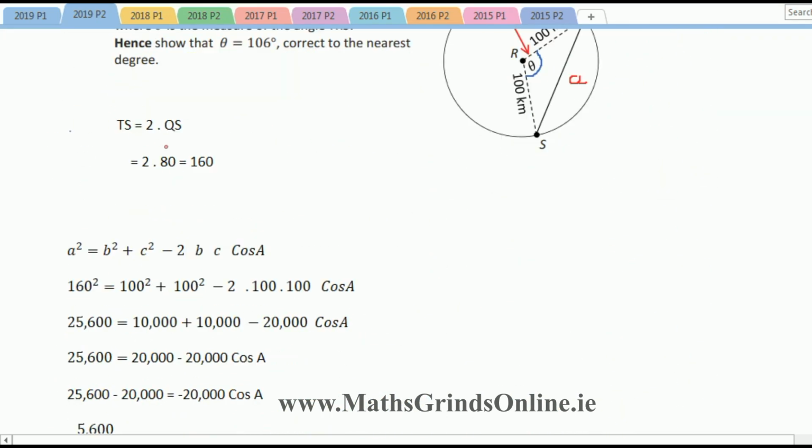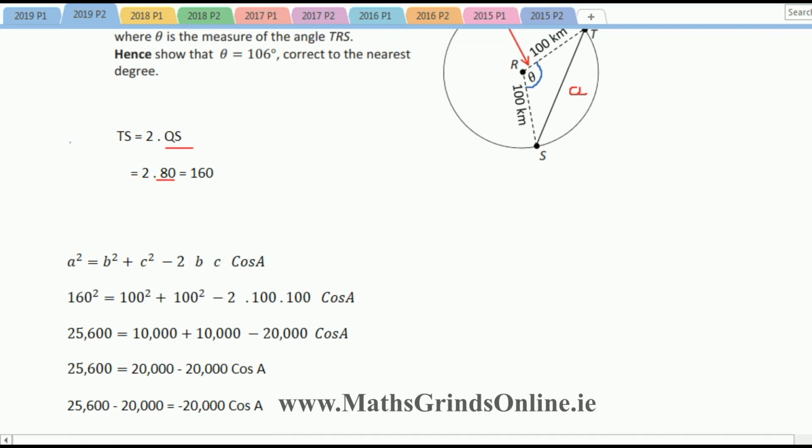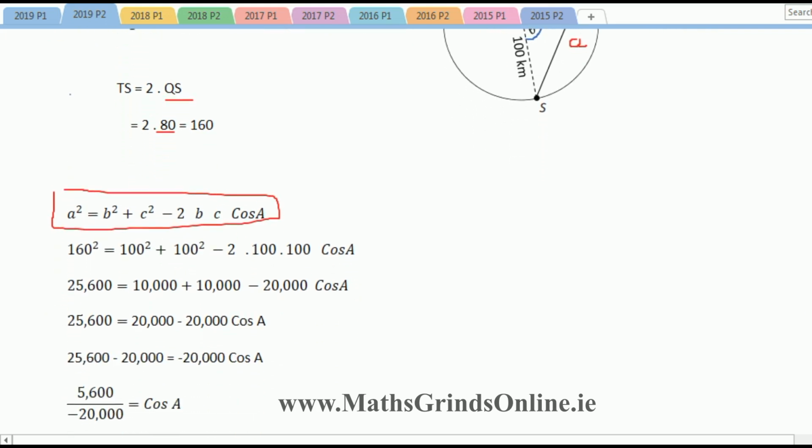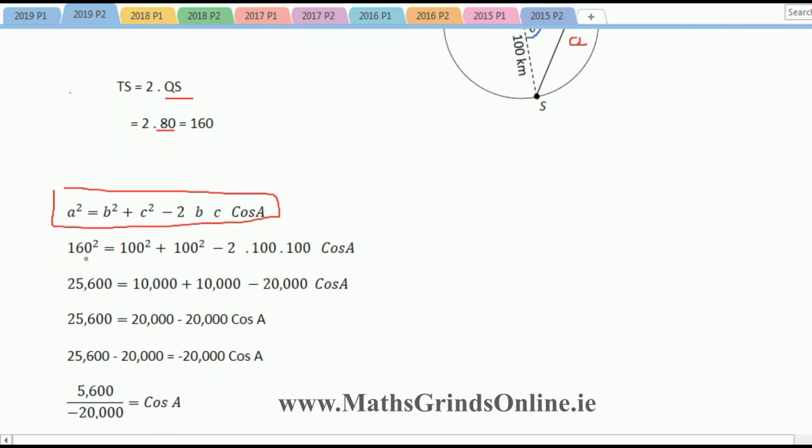You can see me doing that there. TS is equal to twice QS, and QS is 80. So in other words, the full distance there from T to S, that line going up there, is 160. We're going to use that in the cosine rule as A. Okay, I've listed, as you can see here, this is my cosine rule. And I've mentioned A and B and C already. So A is 160. It's coming from up there.